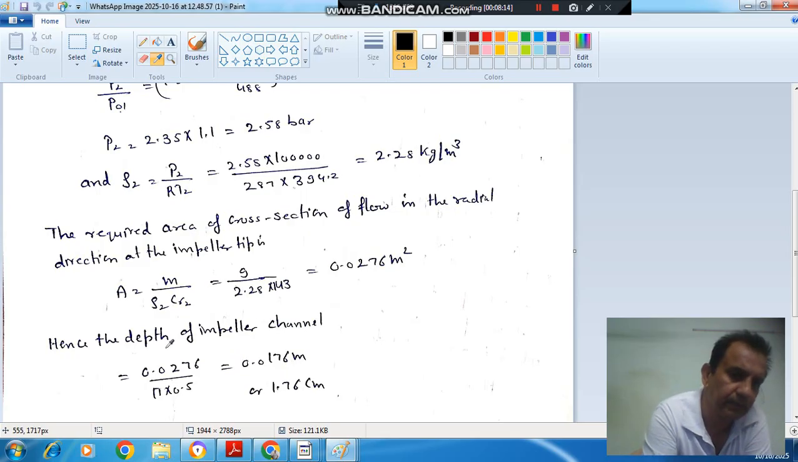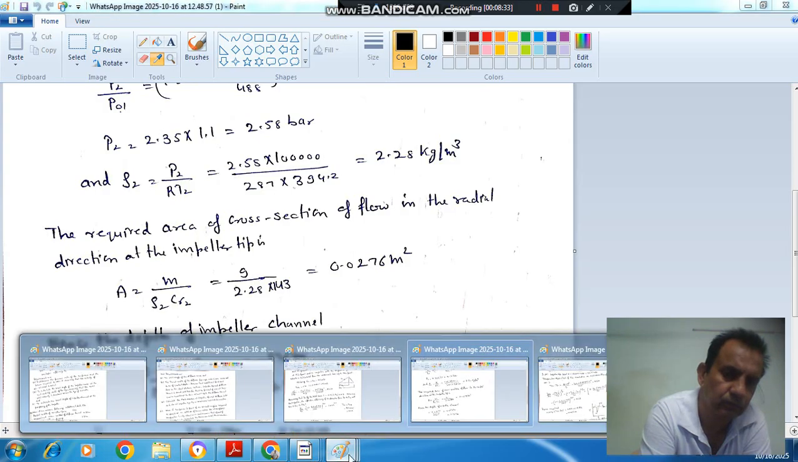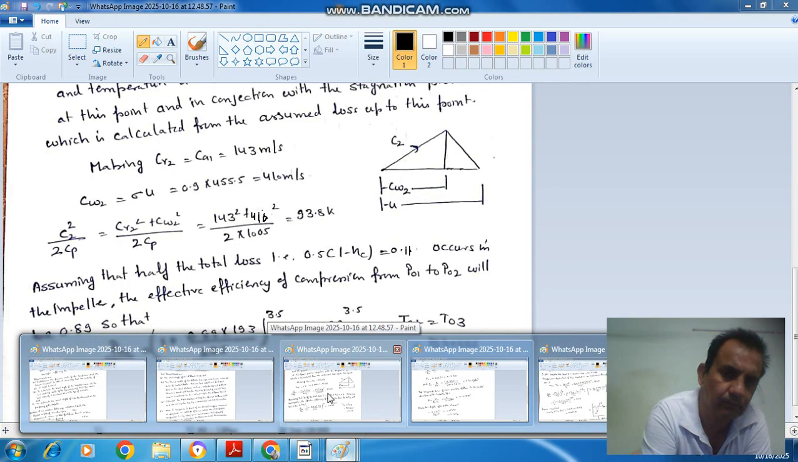So now the depth can be calculated. The total area is pi d into depth, and the diameter is 0.5. So depth is your area by pi d, that will be 0.0176 meter or 1.76 centimeters. Okay, so reading out this.